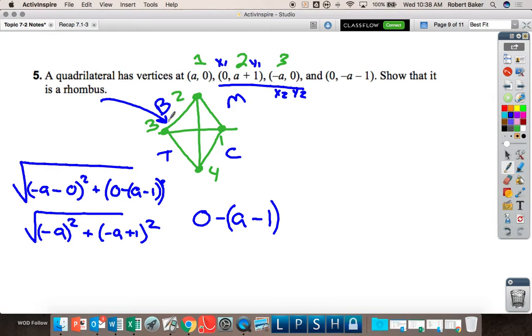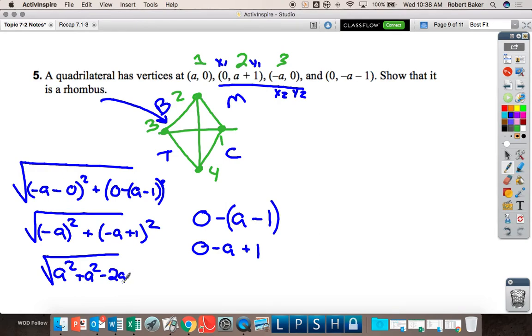Okay, here's where I'm stuck. 0 minus a minus 1. So negative a plus 1. Wouldn't it be like 0 minus a would be negative a, right? And then you have to distribute the minus, negative 1. So if I distribute the minus, it's going to be negative a plus 1. That's what I have right here. So negative a squared is a squared. So negative a minus 1 minus 0 is just negative a minus 1. Plus a squared minus 2a.